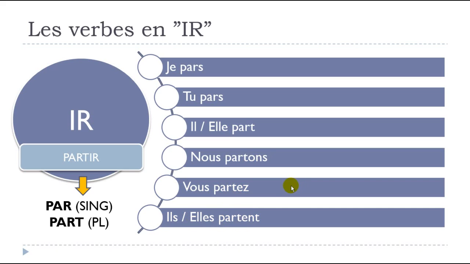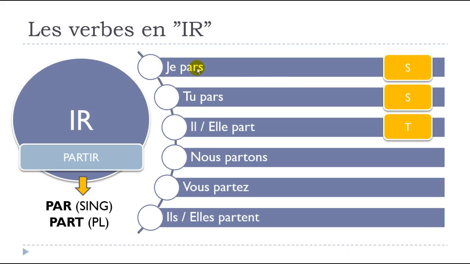And this is the tricky thing with this verb partir. It's just to remember that when you get the singular or the plural, basically you will have different stems. So for the first one, keep in mind that you will have this PAR, and then you will add the ending S for je, S for tu, T for il, elle.